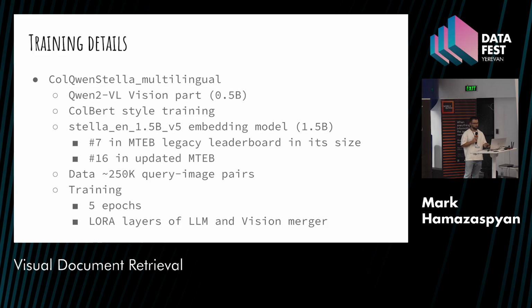Another model, which is a little bit different, is the Qwen Stella. As I said, the Col model can be a combination of any 2 models. In this case, we took only the vision part of the Qwen and an already existing text embedding model, which is Stella, and we combined them and trained with the same strategy as the previous model. With the same data, same training.